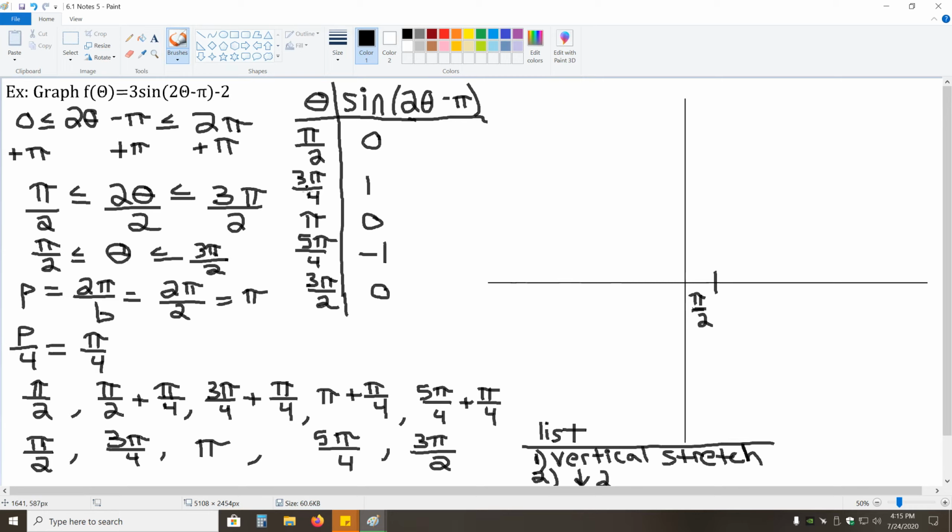And now we add these 4 other marks, 3 pi over 4, pi, 5 pi over 4. Since 5 pi over 4 is going to have a negative value, I should put it up here, but just for consistency, I'm going to leave all the tick marks with their values below them so it doesn't look too difficult to read. And finally, 3 pi over 2 will go here.